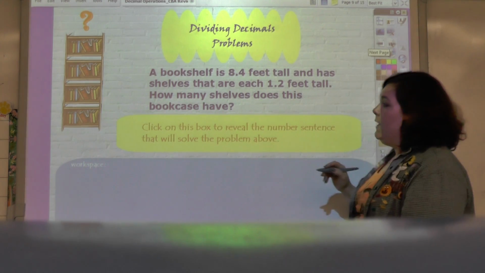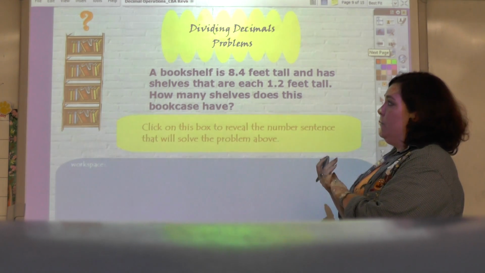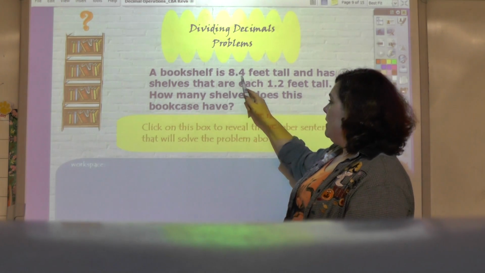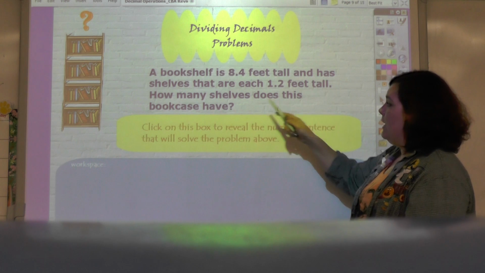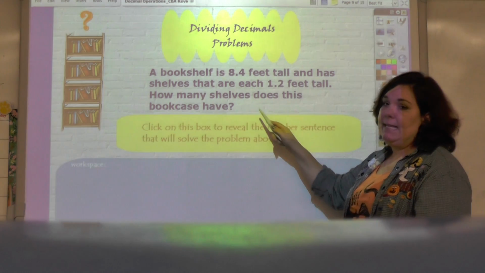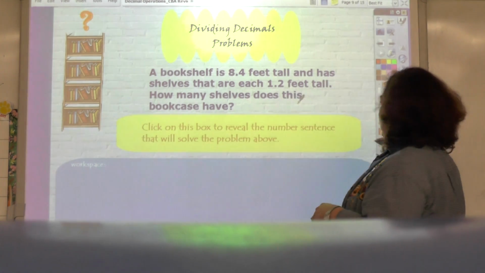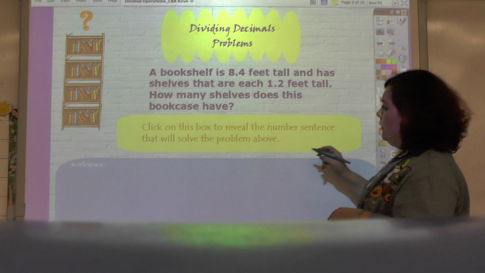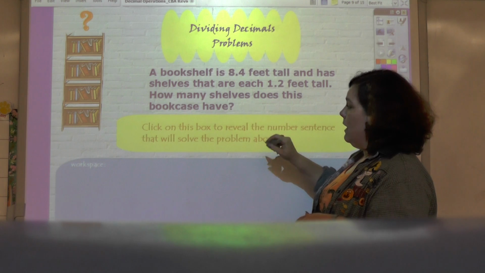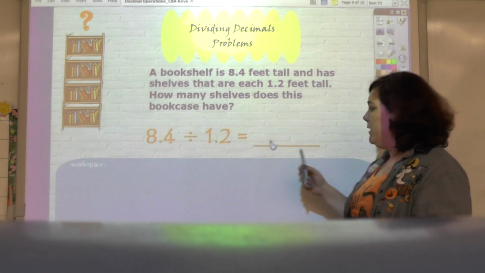So that was multiplying decimals in a word problem. This is dividing decimals in a word problem. The question is, a bookshelf is 8.4 feet tall and has shelves that are 1.2 feet tall. How many shelves does the bookcase have? So it's divided up by 1.2, and the key word is each, and dividing this up, that's going to be your division problem, 8.4 divided by 1.2.